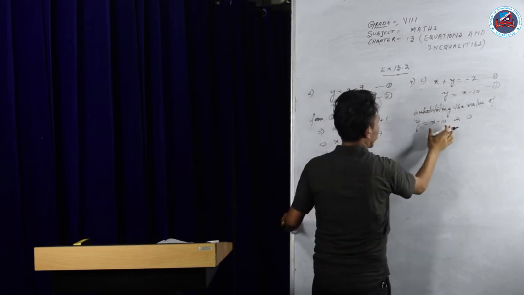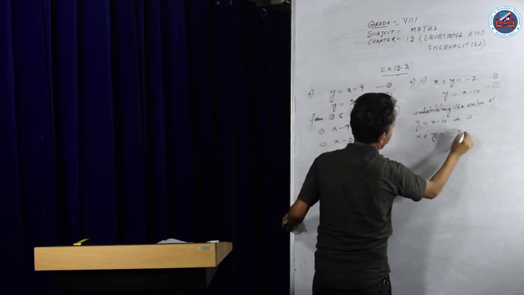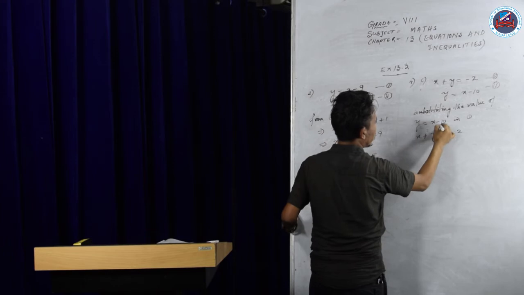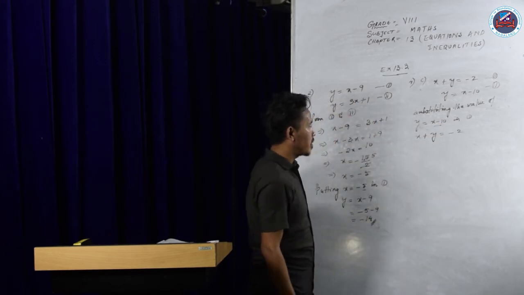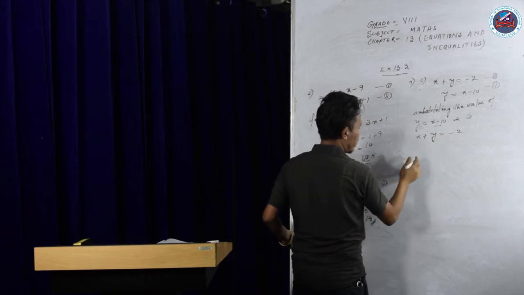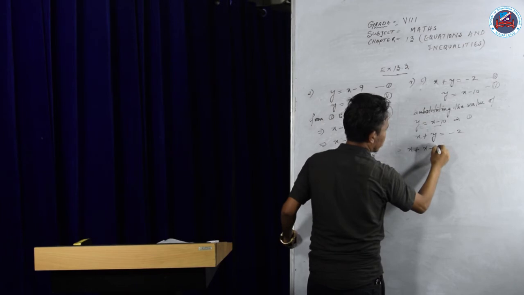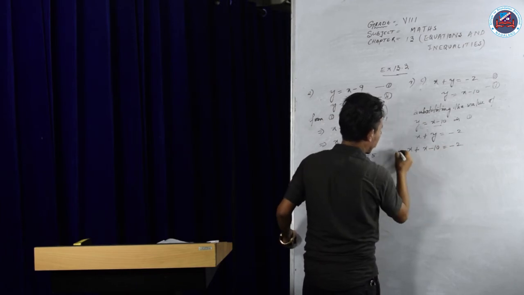So now x plus y equals minus 2. Here the value of y is given as x minus 10. So what we can do is substitute the value of y. So x plus, what is y? x minus 10 equals minus 2.